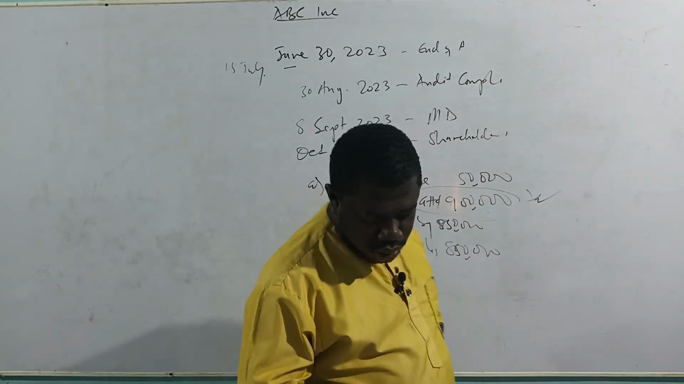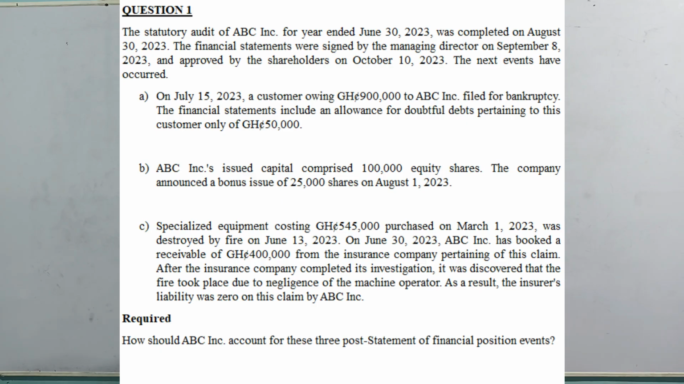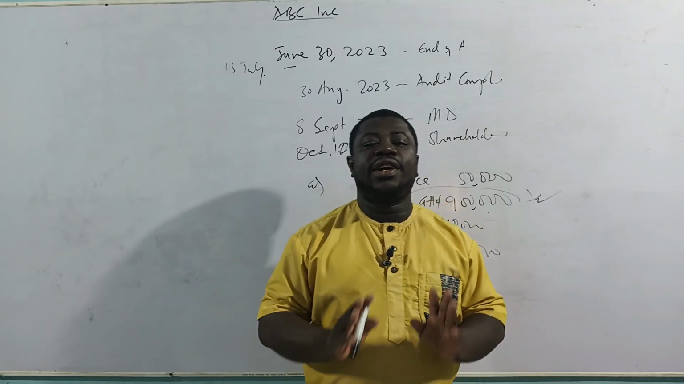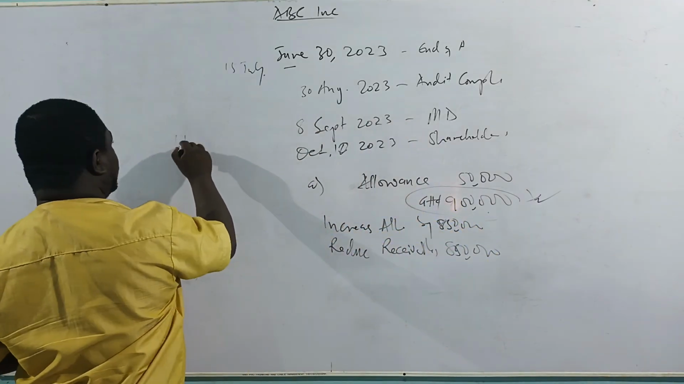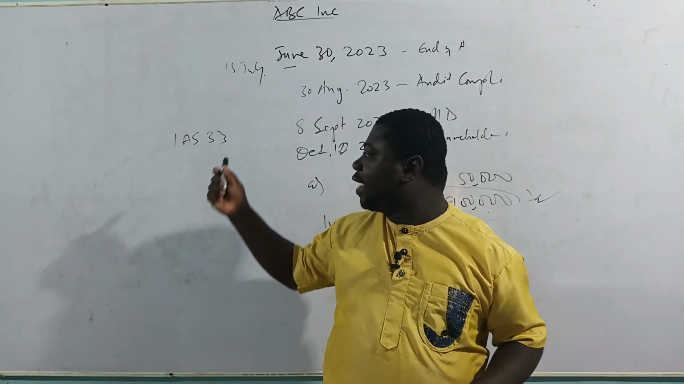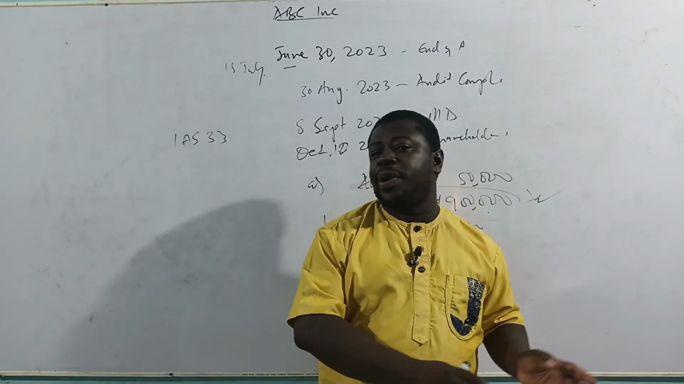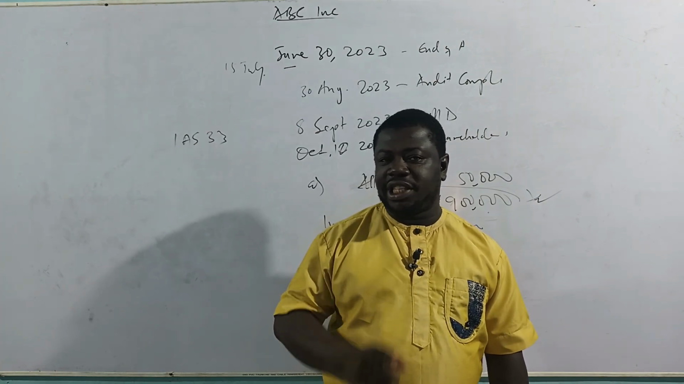Okay, let's move on. Now let's look at the second scenario. ABC Incorporation issued capital comprises 100,000 equity shares. The company announced a bonus issue of 25,000 shares on August 1st. Now, this one is a non-adjusting event. According to IAS 33, earnings per share, there is a requirement in that standard to disclose stock splits or rights issues in a financial statement, because they are very important in the preparation of the statement of financial position.